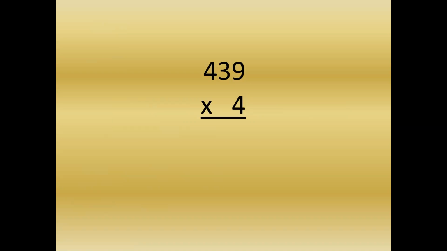So we have 439 times 4. So we're going to start off with doing our ones digits first. So we have 9 times 4. So go through your 9 times tables for a second. So we have 9 times 1, which is 9, 9 times 2, which is 18, 9 times 3, which is 27, and 9 times 4, which is 36.